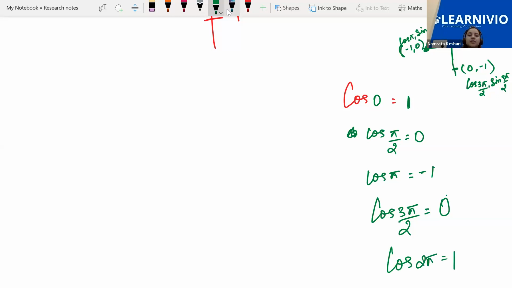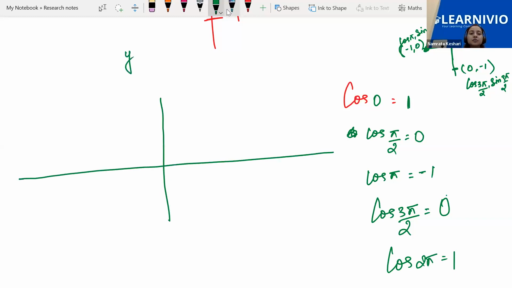Let's draw y is equal to cos x. When x is 0, then y is 1. That means (0, 1) is the first coordinate. Now the next point: when x is pi by 2, then y is 0. So this is the next point, right?